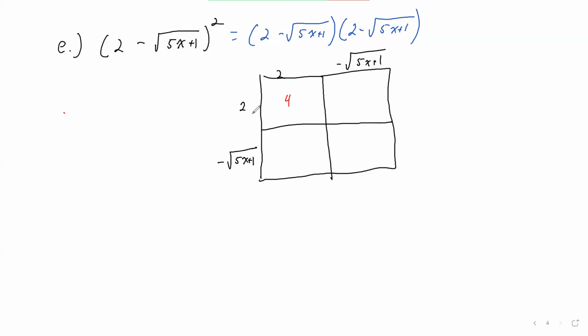Not quite. Since this is not in a radical, I can't actually multiply it inside. So it stays on the outside. So it becomes like this. All right, so I'll let you keep going.